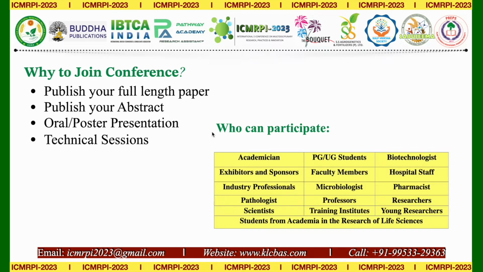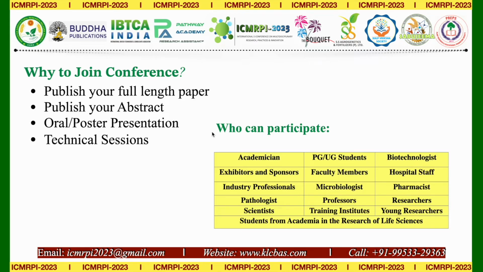And you can also publish your abstract in the conference souvenir and conference proceeding, right? And if you are presenting your work in the form of an oral presentation or a poster presentation, you can also participate in this conference, right? So the best oral presentation award will be given to the best scholar, right? Similarly, the best poster award will be given to the best scholar in this conference. And there are many technical sessions that will be delivered by our eminent speakers in the form of keynote speakers or invited speakers of the ICMRPI 2023.